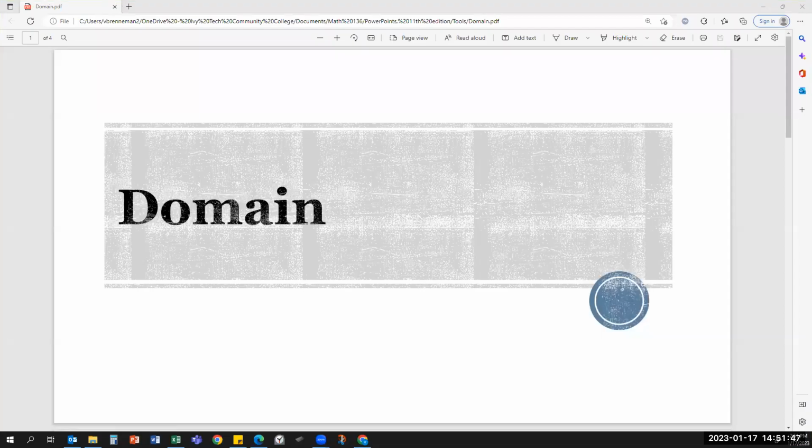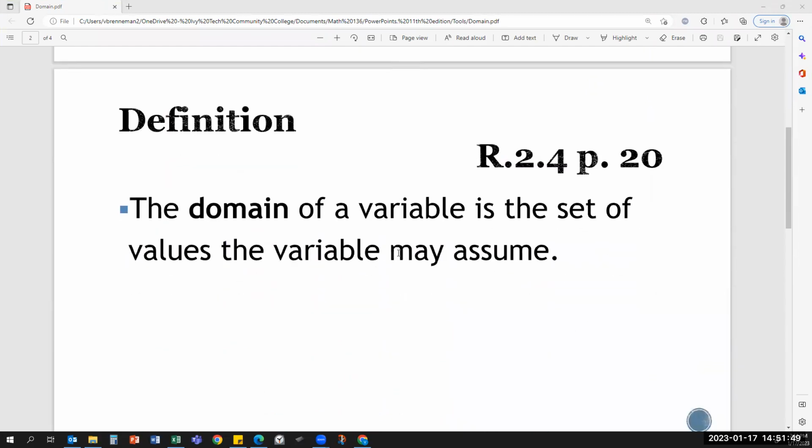Let's talk about domain. So the domain of a variable is the set of values the variable may assume. So we have a variable in some sort of algebraic expression. Depending on what's being done to that variable, there might be values that, if we plug those in for the variable, wouldn't work algebraically.